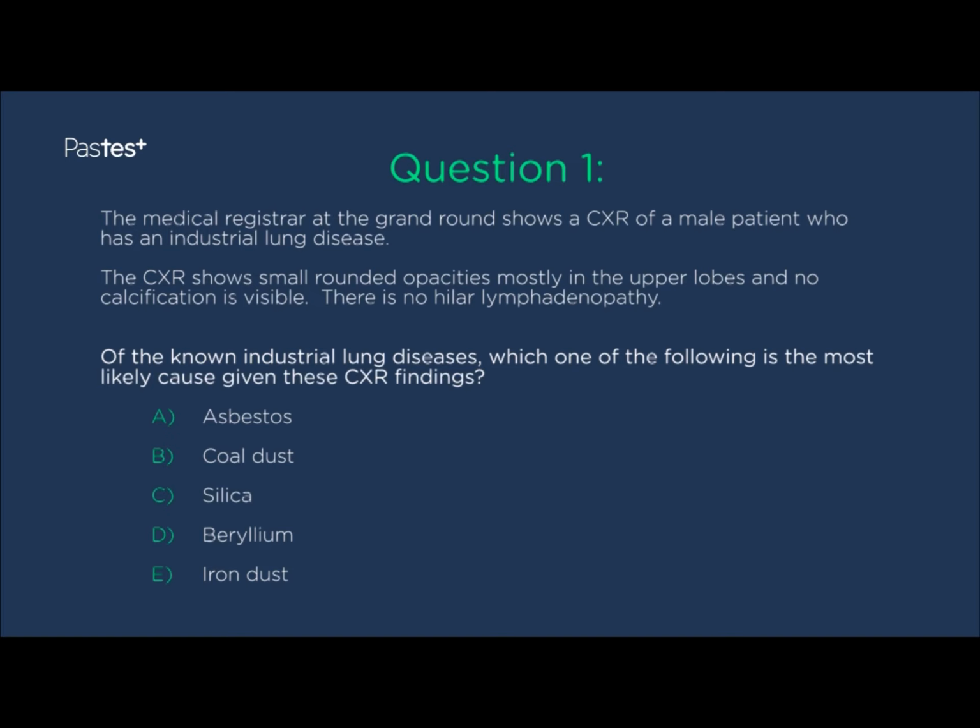The question is, of the known industrial lung diseases, which one of the following is the most likely given these chest X-ray findings? There are 5 options, and I'm going to give you a few moments to think about them and choose the correct answer.